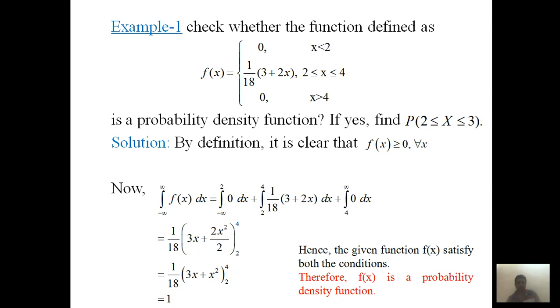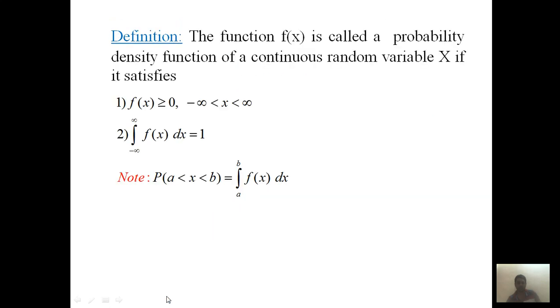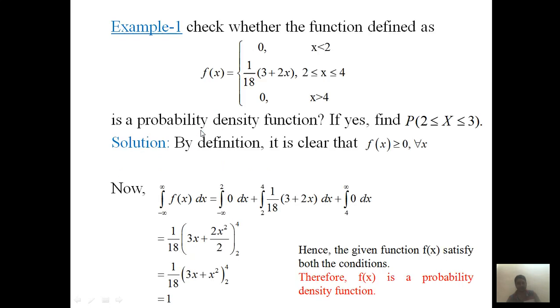So we see that the integral from minus infinity to infinity of f(x) dx is equal to 1. Again it satisfies the second condition. Hence the given function f(x) satisfies both conditions, so we can say that the function f(x) is a probability density function.